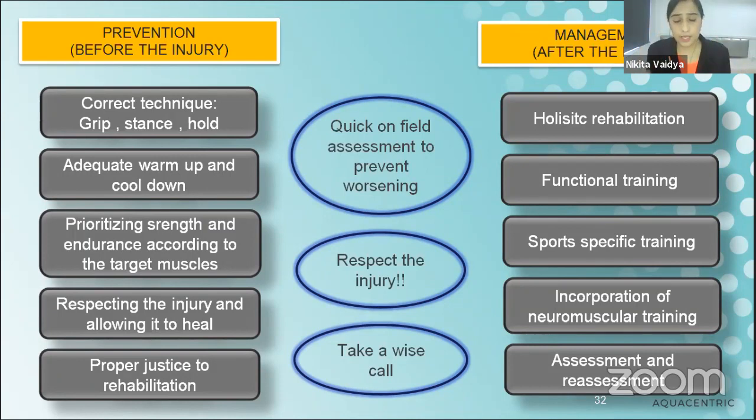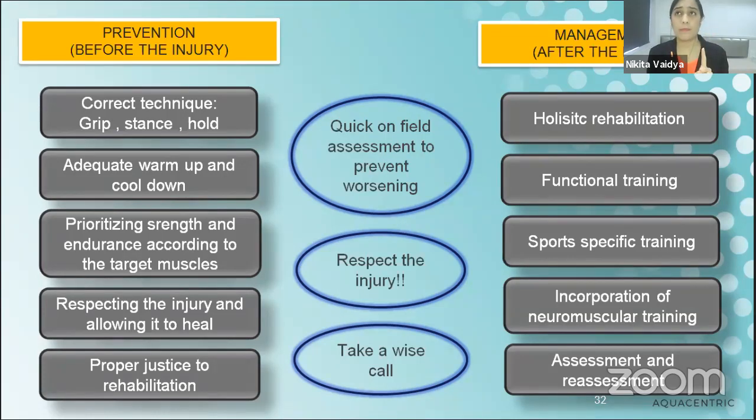So splint it and immobilize it in a position of relief. Okay, please make sure that assessment is really important. If there's a grade 2, grade 3 sprain, or a stress fracture, you need to tell your athlete, I'm sorry, you cannot play right now. Your quality of life is much more important. The game can happen later, but kindly stop. We now need to work on it.